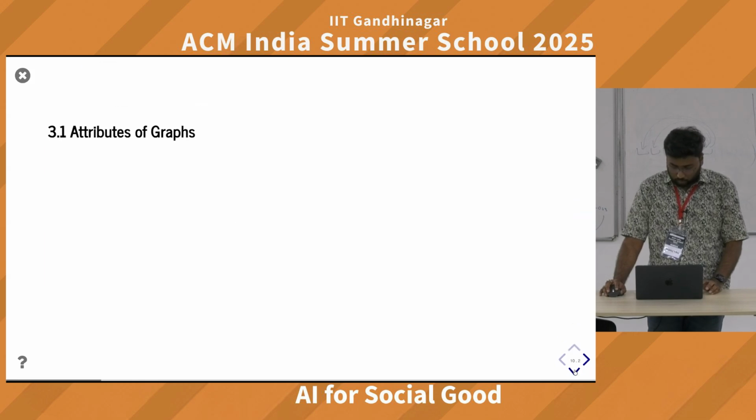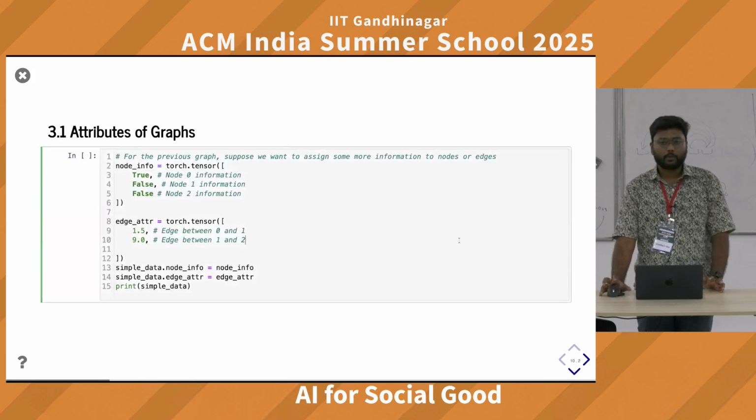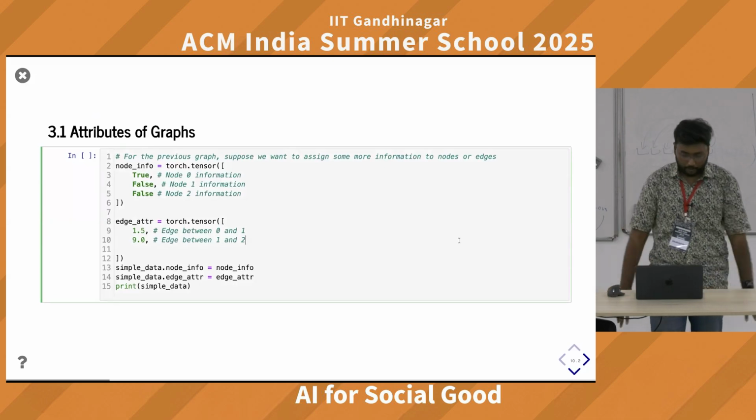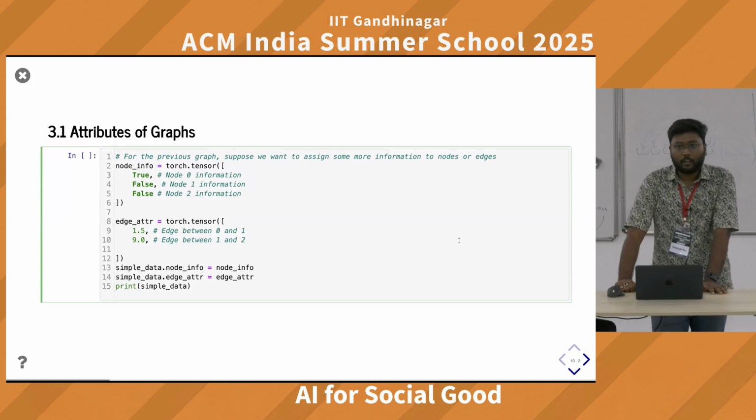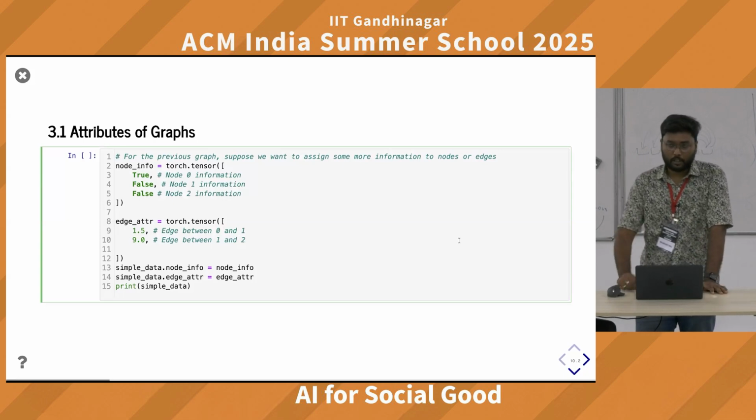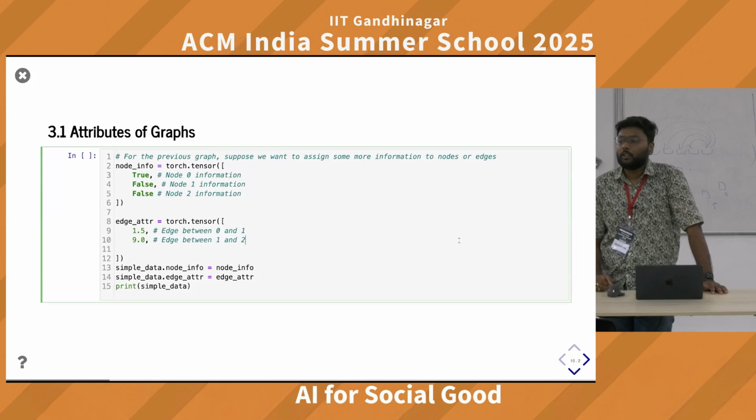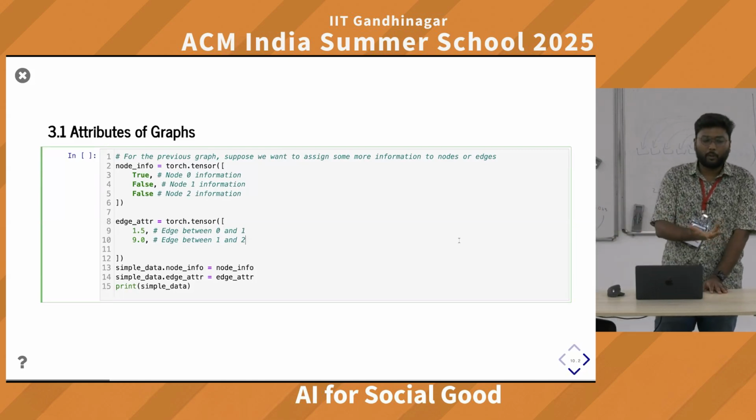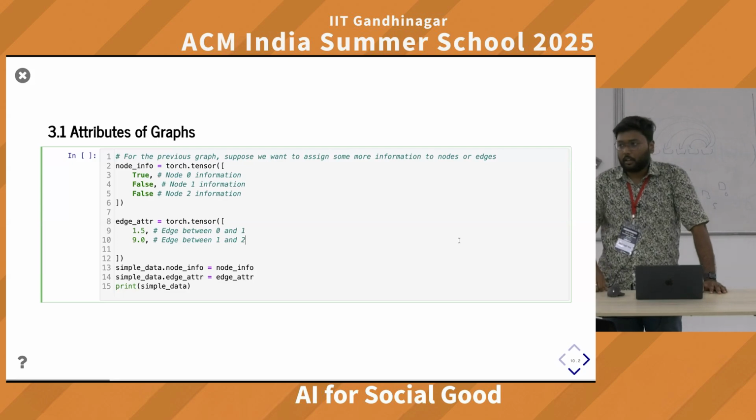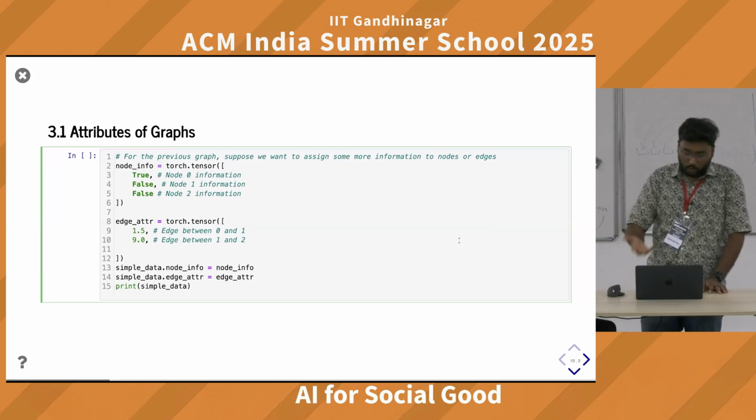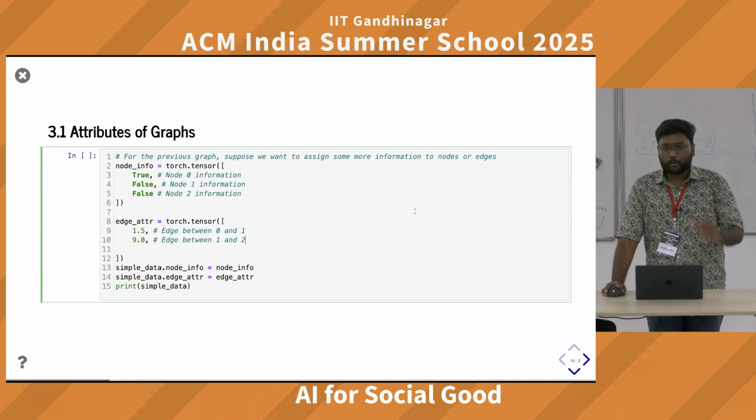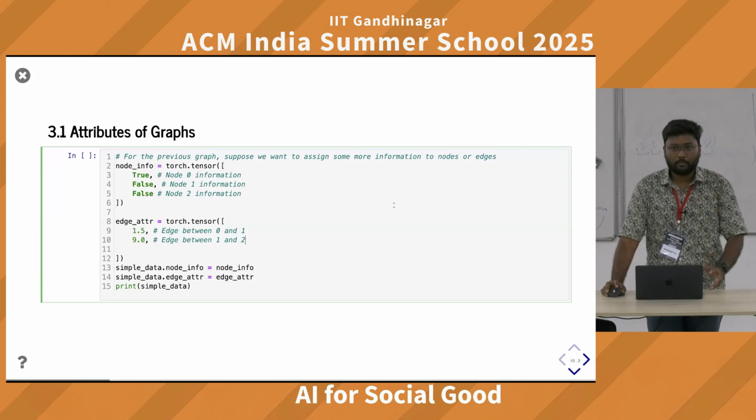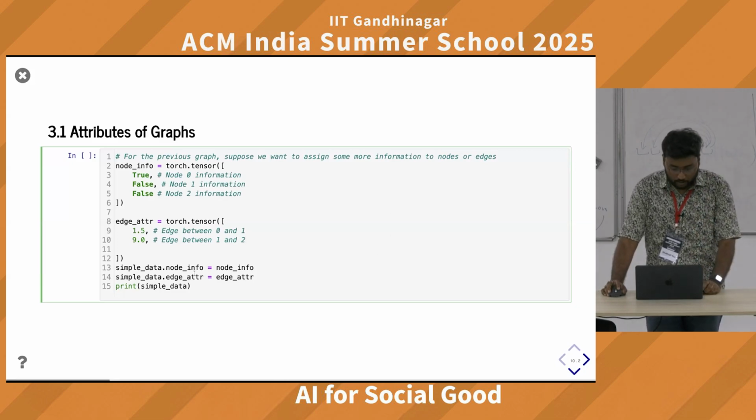So what other attributes can you have in the graph? You can have multiple attributes. As discussed earlier, you can have attributes for its edges. You can have some extra node information. Let's suppose you want to keep some nodes to be true, some false, like some nodes to be training nodes and some to be something else. So you can also create a tensor, keeping the dimension the same, and assign it.